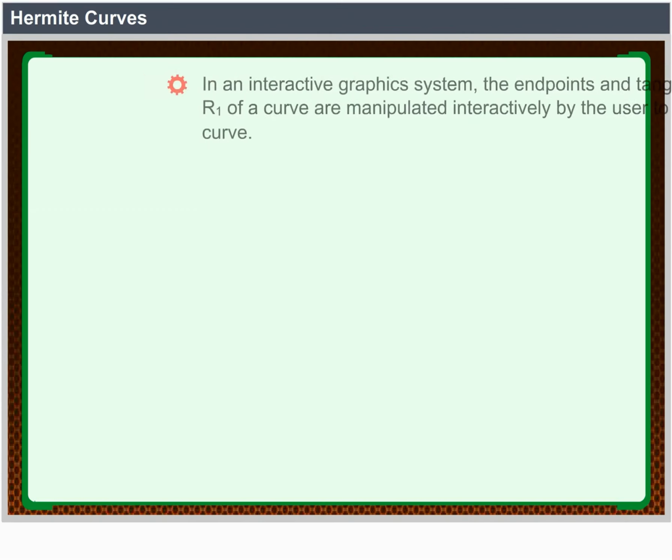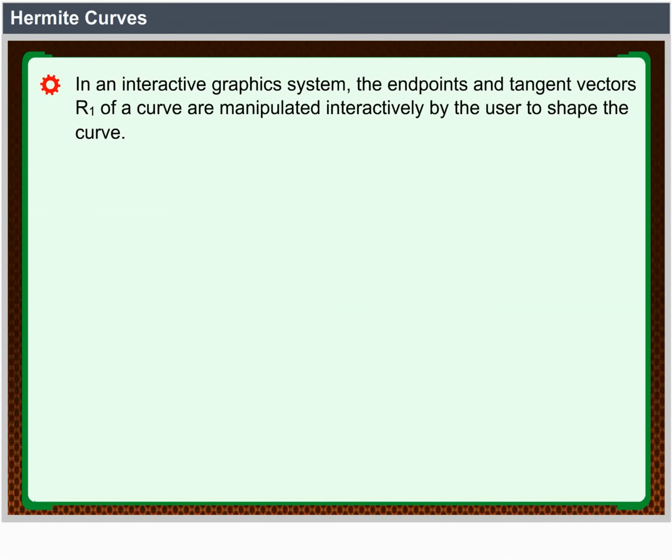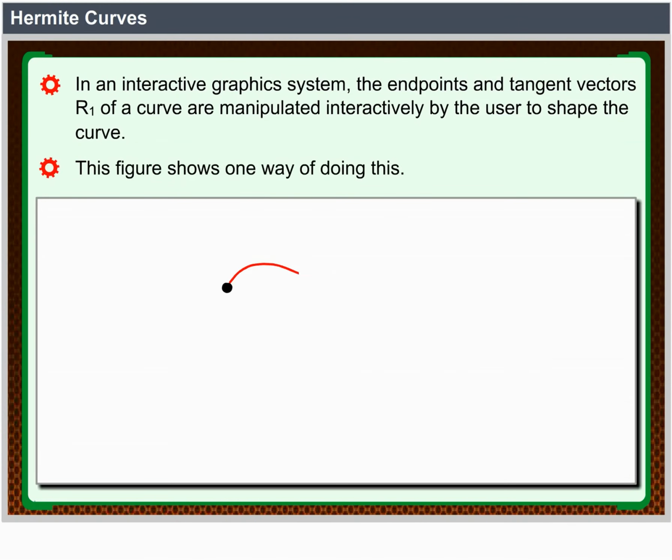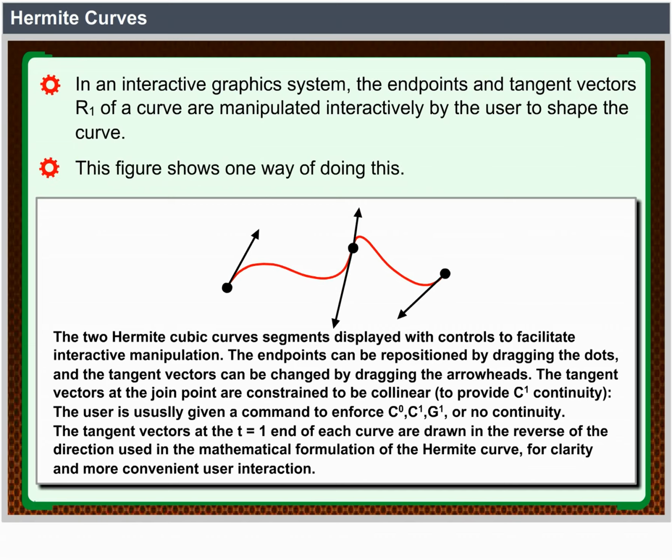In an interactive graphic system, the endpoints and tangent vectors R1 of the curve are manipulated interactively by the user to shape the curve. This figure shows one way of doing this. The two Hermite cubic curve segments are displayed with controls to facilitate interactive manipulation. The endpoints can be repositioned by dragging the dots, and the tangent vectors can be changed by dragging the arrowheads. The tangent vectors at the join point are constrained to be collinear to provide C1 continuity.